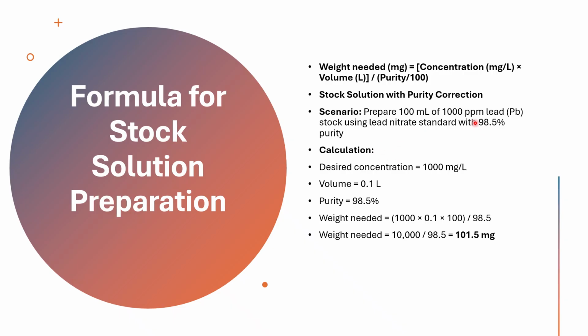Suppose you want to prepare 1000 ppm lead stock solution for 100 ml and the purity given is 98.5%. So the weight needed is equal to 1000 into 0.1 into 100 and divided by purity, that is 98.5. So you're going to weigh 101.5 mg to obtain 1000 ppm of lead stock solution.